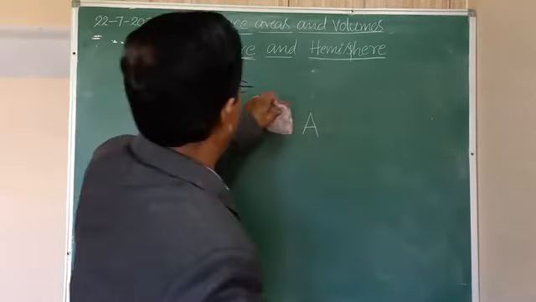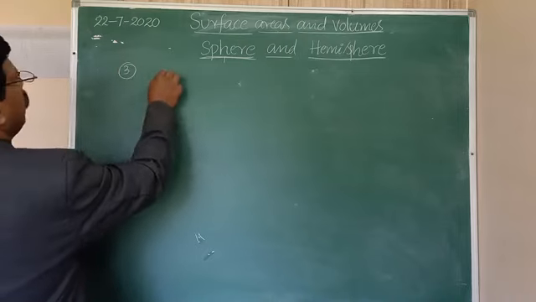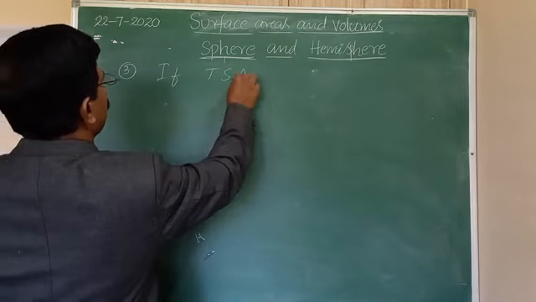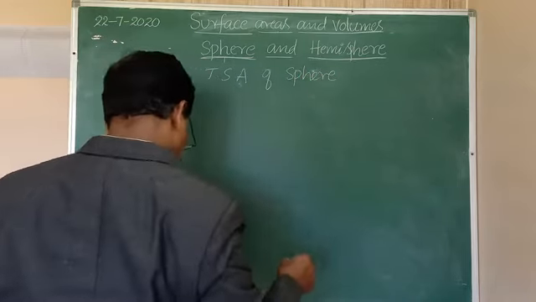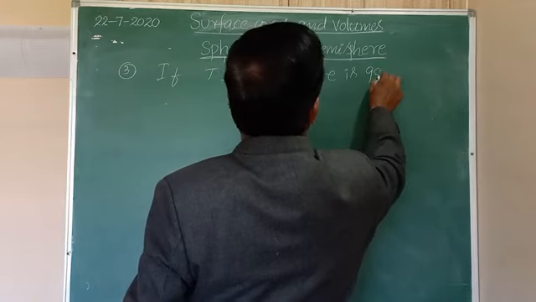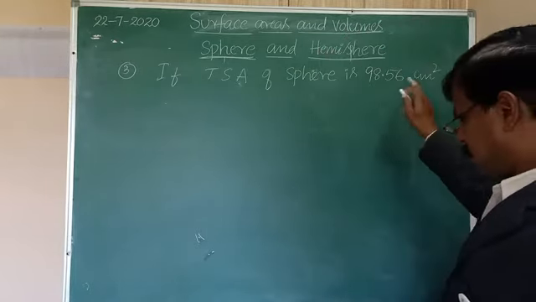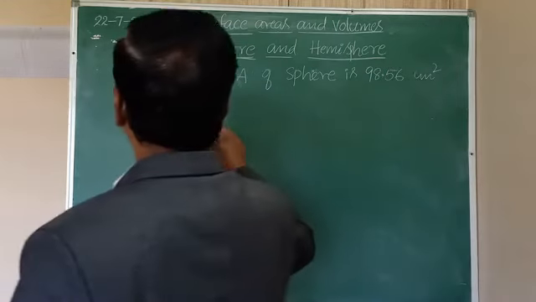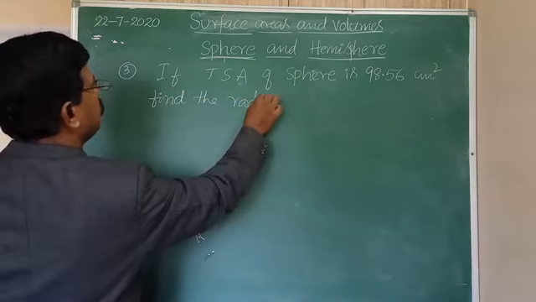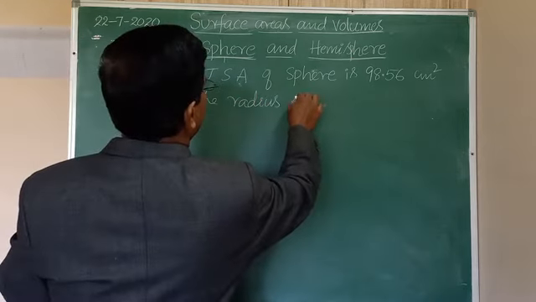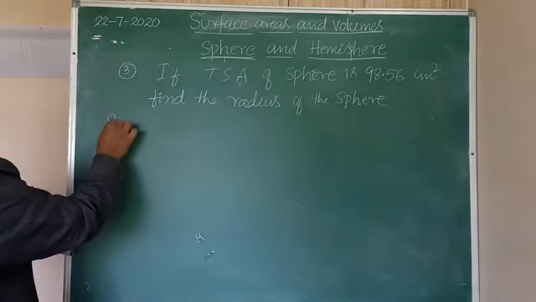Now, let us take one more problem. The third one: if the total surface area of a sphere is 98.56 square centimeter, find the radius of the sphere. So, solution.